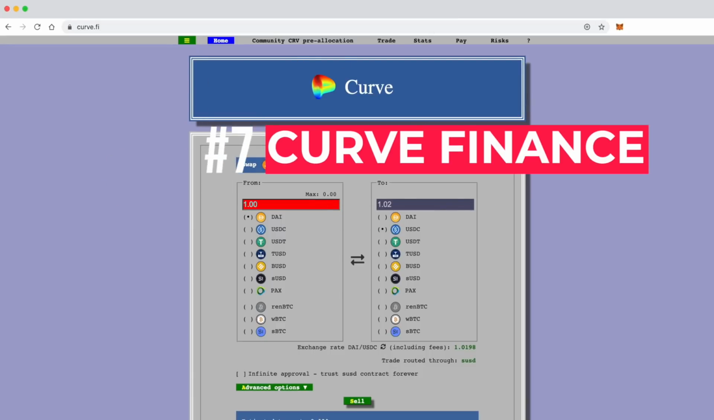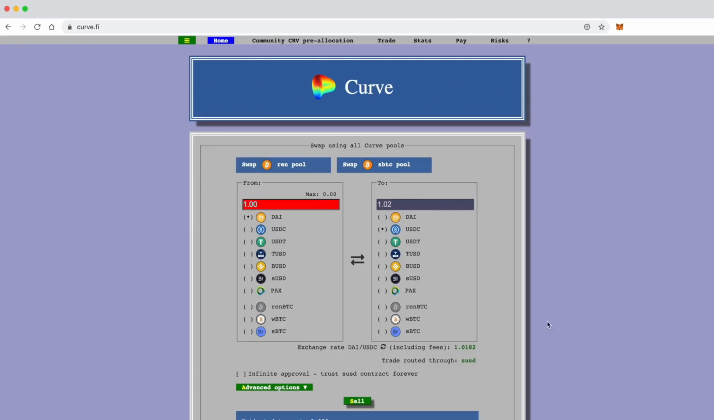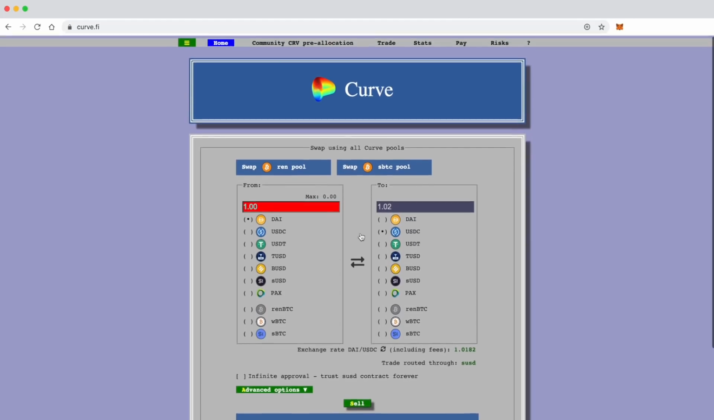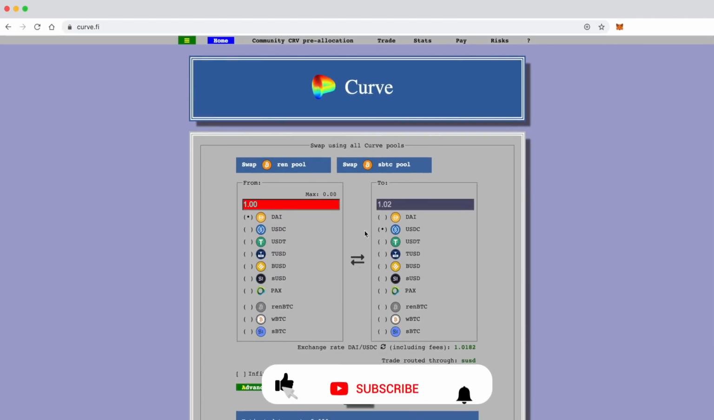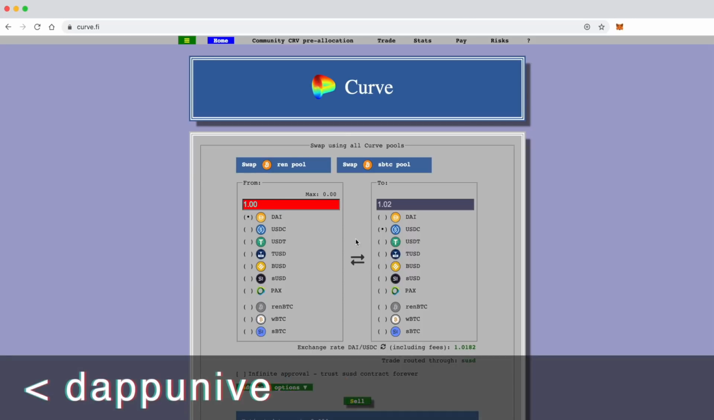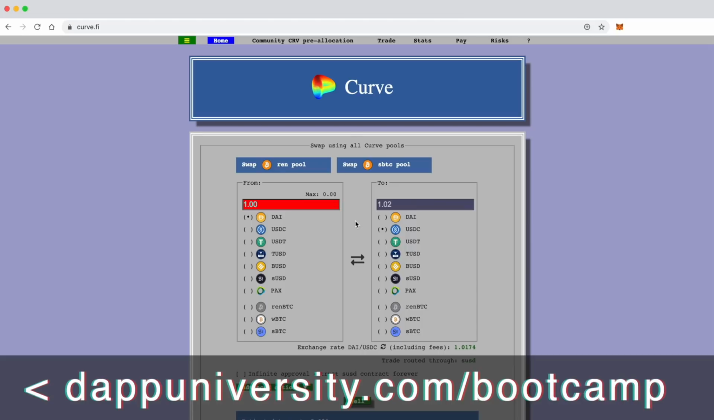So next is Curve Finance. And I think this is number seven on the list so far. So Curve is another decentralized exchange, a lot like Uniswap, a lot like Balancer, but it's for stable coins. Okay. So what is the unique value proposition of Curve? Well, it uses something called bonding curves to do things like reduce slippage, which basically means when you buy more, the rate of redemption stays closer to the original rate of redemption.